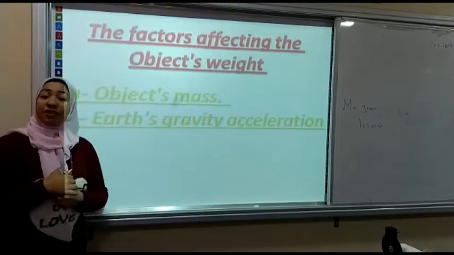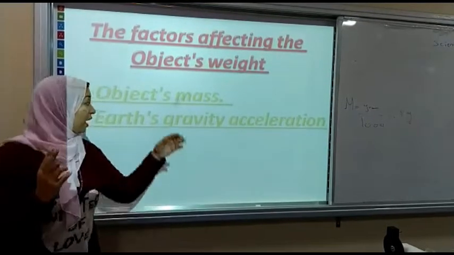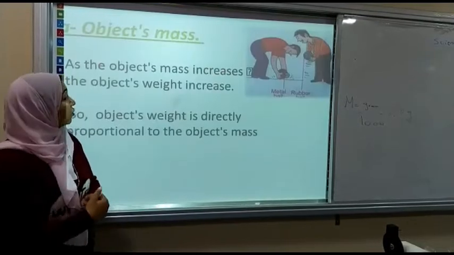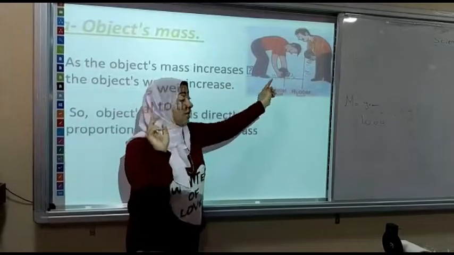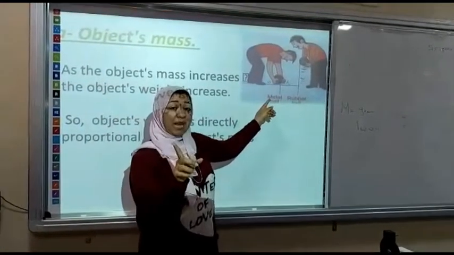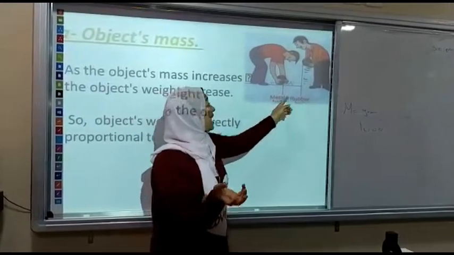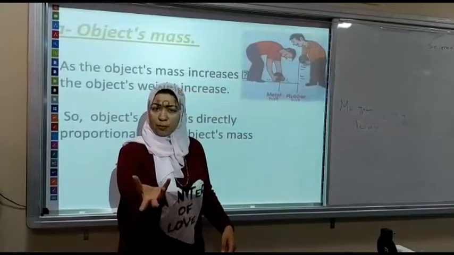The factors affecting the object's weight. We have two factors affecting the object's weight: the object's mass and the gravity acceleration. Let's start with the object's mass. Here in the picture, we have two poles. The first pole is a metallic pole, which is made of metal. And here we have the rubber pole. The rubber pole is a very light pole.